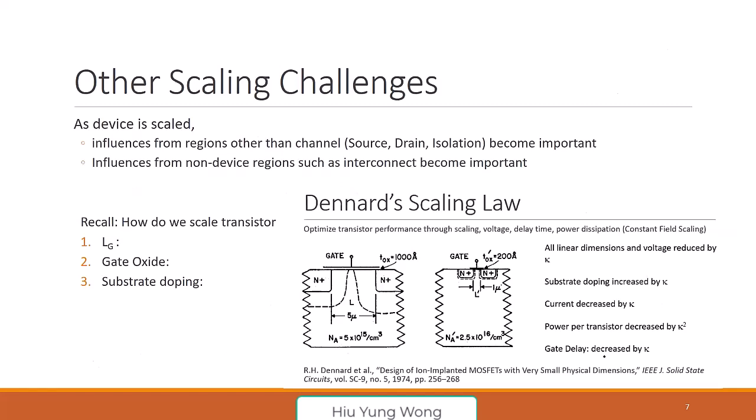Now, good. Now you know how to do the scaling, right? As the device scales, influence from other regions, source and drain, will become important. And also influence from long device regions, such as interconnect, becomes important.